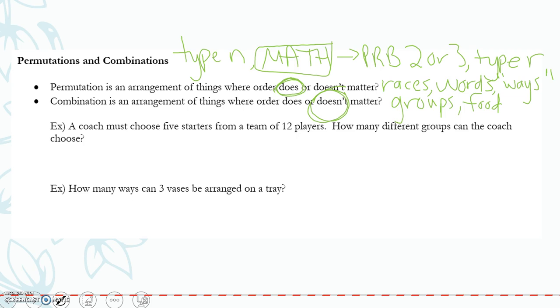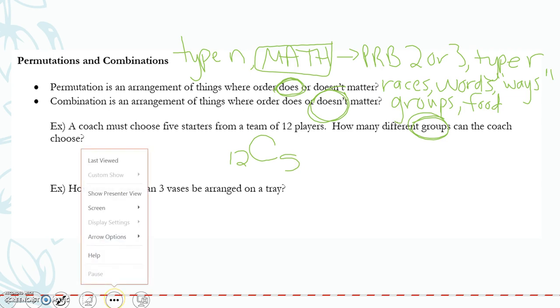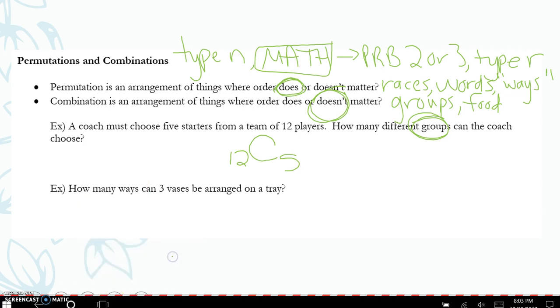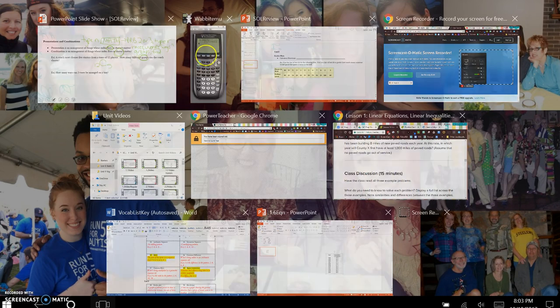So the first example: a coach must choose 5 starters from a team of 12 players. How many different groups? Groups is our key word. That means it's a combination. So the bigger number is a team of 12 players. That's how many you have to choose from. And you're choosing 5 starters. So 12C5. So then I go to my calculator.